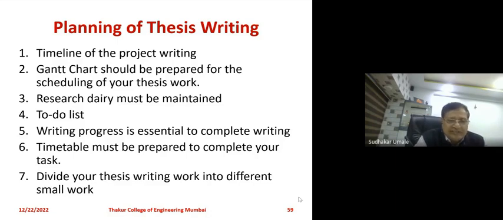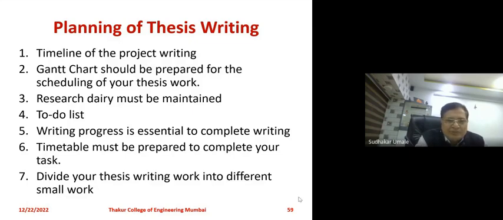A to-do list is very important. Kya karna hai? So what is required? 1, 2, 3, 4, like that. First activity, second activity, third activity, like that. And writing progress is essential to complete writing. So according to the to-do list, you have to check whether your writing progress is going according to the to-do list, the Gantt chart, or the timeline, or not.